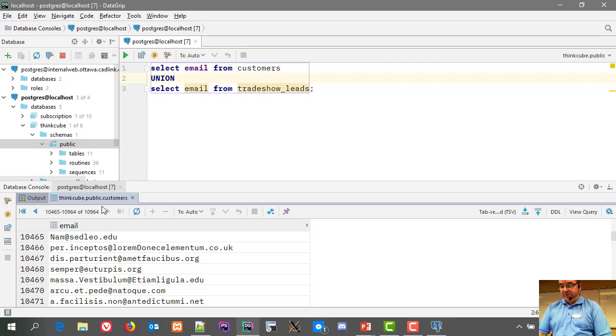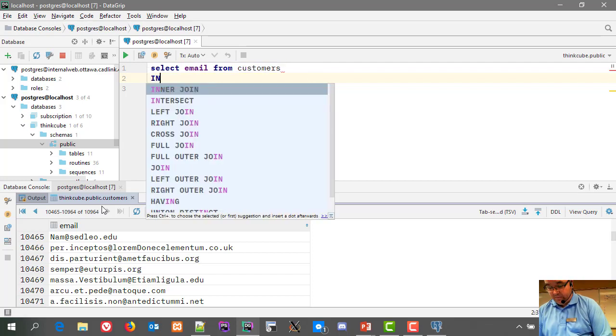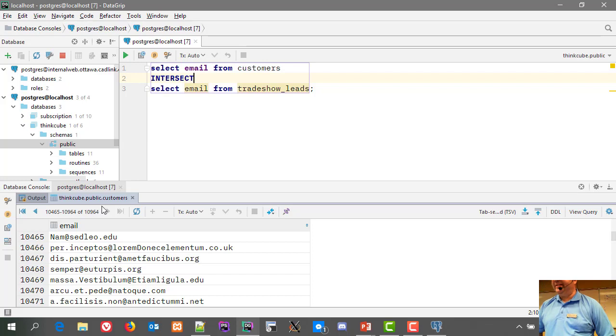The other two operators we have is intersect. Do you guys remember what an intersect math operator is? Do you remember that in school? Intersect, don't go like this. Just because you don't remember doesn't mean you're dumb. You just don't remember. Okay, intersect means where the values are the same between the two sides.